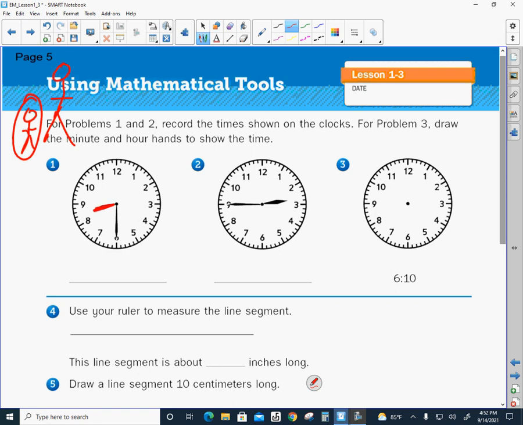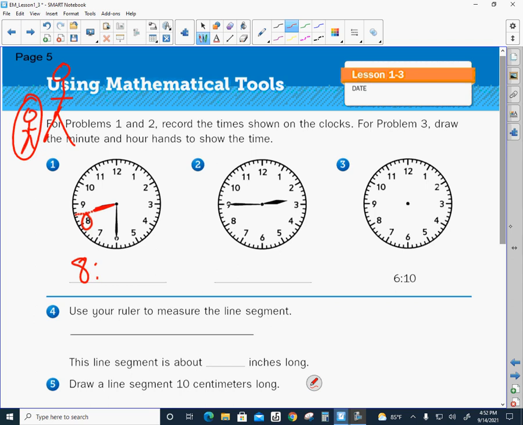And when you're little, you can only count by one. So that little hand, it's in between the 8 and the 9. I'm just going to worry about the littler number, 8. So that little hand is on the 8. If it's in between two numbers, just go with the littler number.